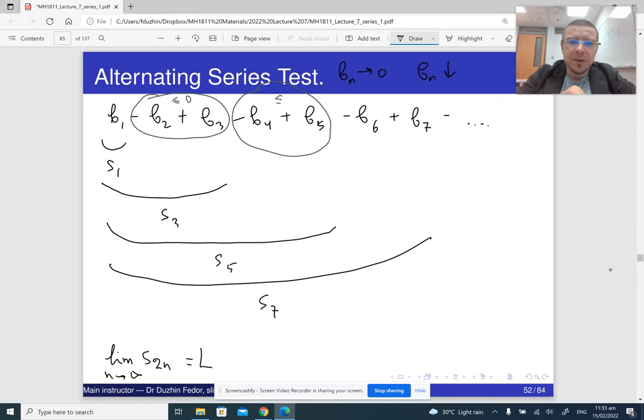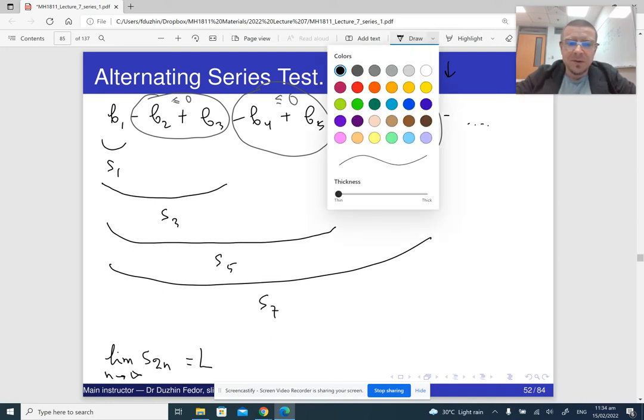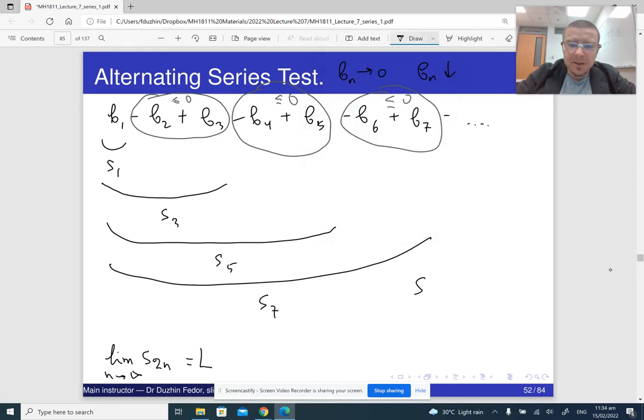Again, this term is non-positive. This term is non-positive, and so on. So every next odd partial sum is obtained from the previous one by adding a non-positive number, which makes it smaller, right? So which means that the sequence of odd partial sums is decreasing. So S3 is smaller than S1, S5 is even smaller than S3, S7 is even smaller than S5, and so on, right? So the sequence S2n minus 1, the sequence of odd partial sums, is going to be a decreasing sequence.